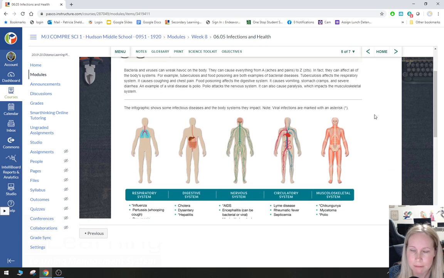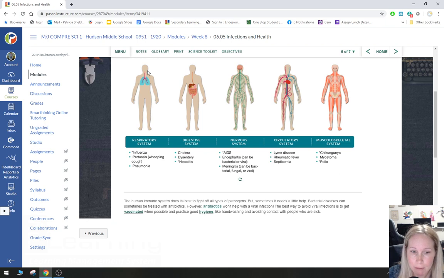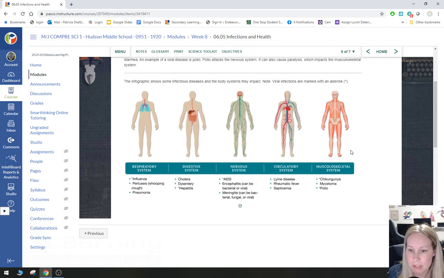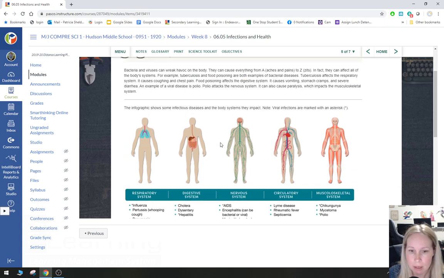All right, how do these viruses affect the body systems that we've learned? Here we have a respiratory system. You've got the esophagus, stomach, intestines. This is a digestive system. Nervous system, remember I told you, with the brain. Circulatory system, with all the blood circling your body, and the musculoskeletal system, where you can move. So we have our body systems.